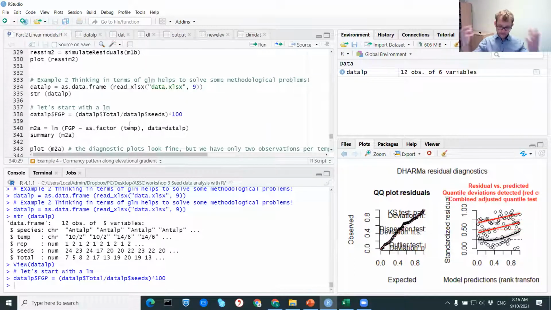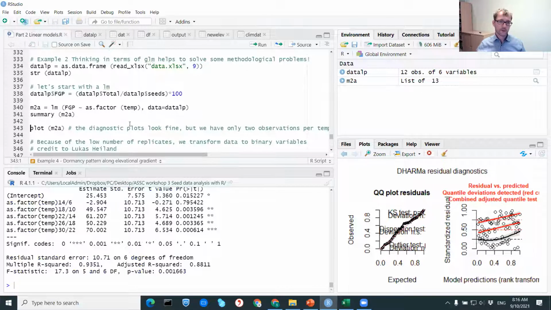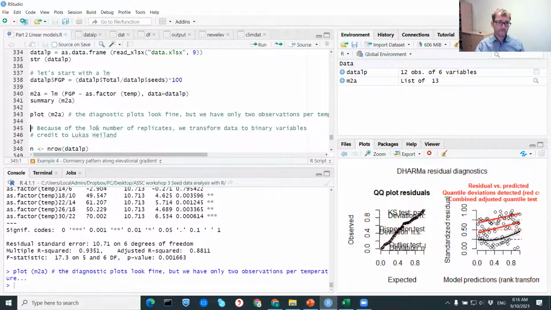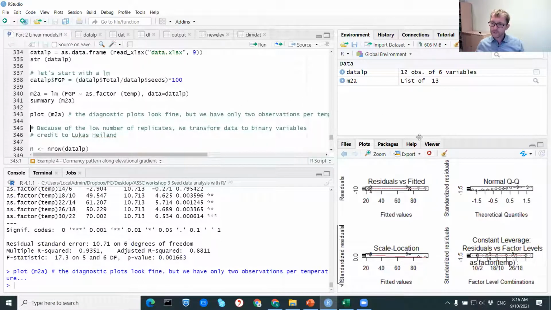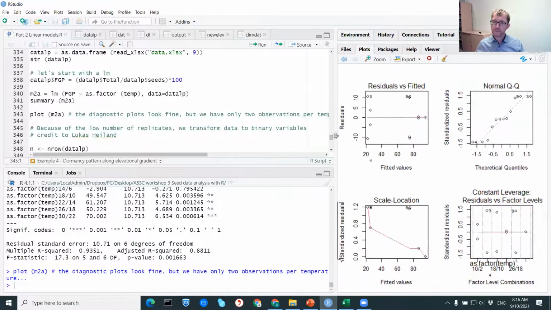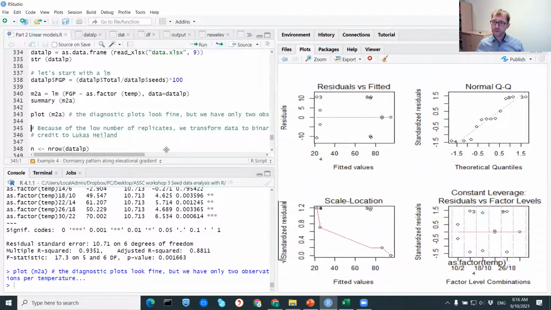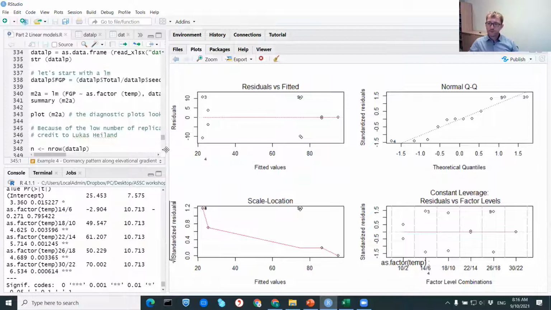And I start with our old friend LM. I fit the model, temperature is a factor. I get some results. Almost all of them are significant. I take a look at the residual plots. Yeah, everything looks more or less fine.